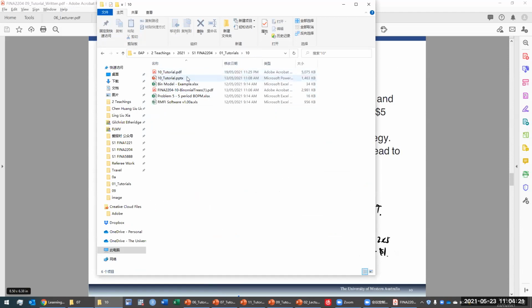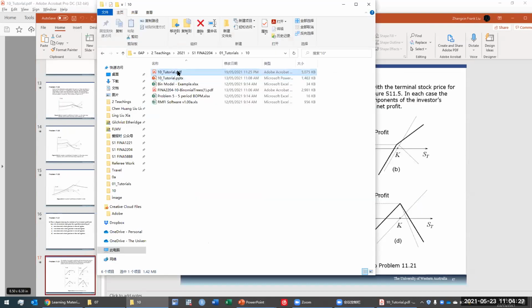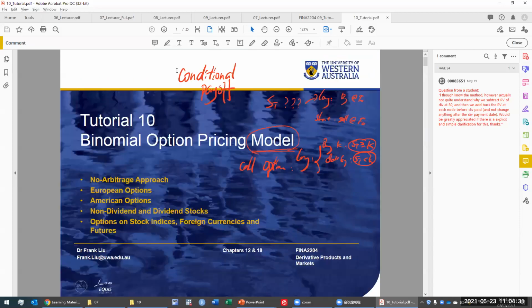So week 10, you just did it recently. Binomial tree. Yeah, in the assignment as well, week 10. And is there anything that is particularly useful with 10?